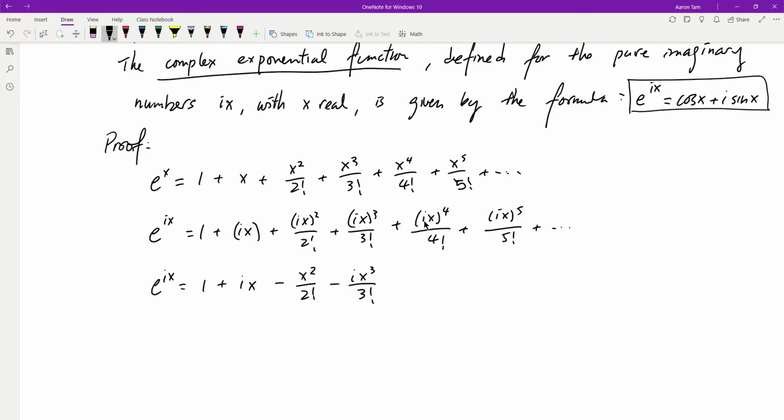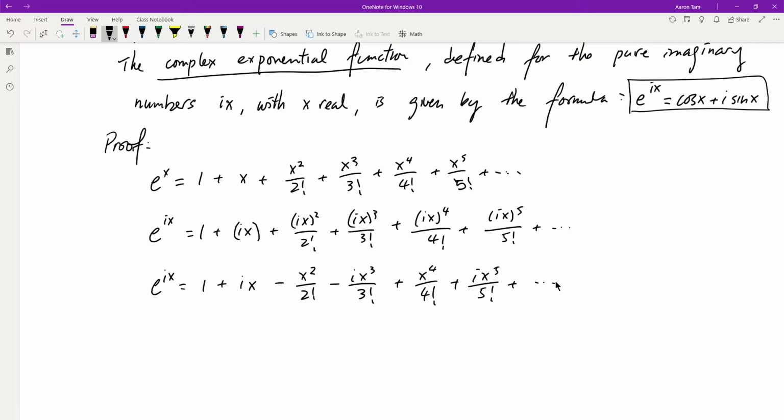And i to the fourth becomes 1 again. So therefore it just becomes x to the fourth over 4 factorial. And then i to the fifth becomes just i. So it becomes plus i x to the fifth over 5 factorial. And this pattern continues on.